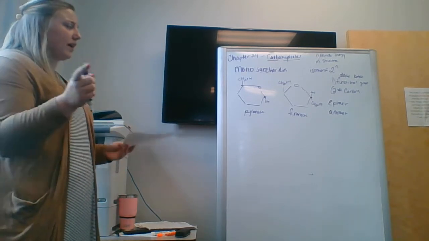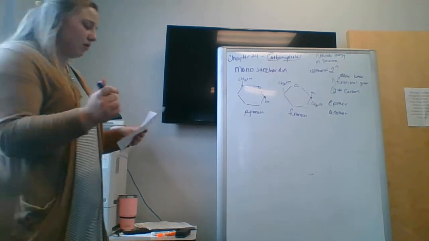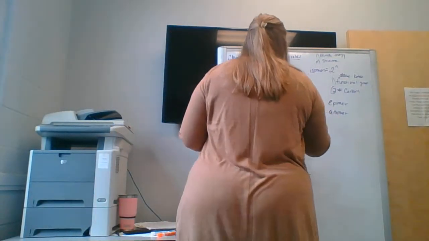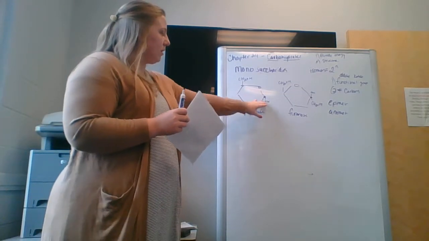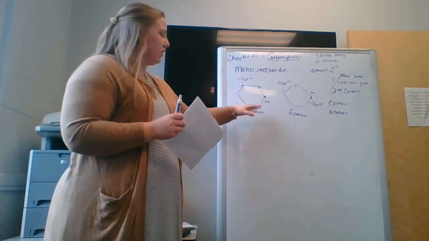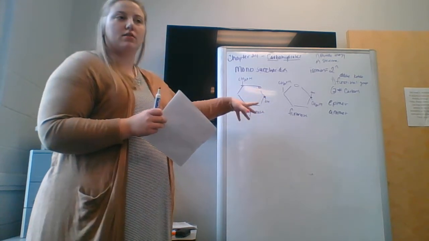I talked about the fact that these can open and close. The term for that is mutarotation. So if we were to say go from this being alpha, because our OH is oriented in a downward position, if we were to open and close with the OH in a beta form, that would be considered mutarotation.